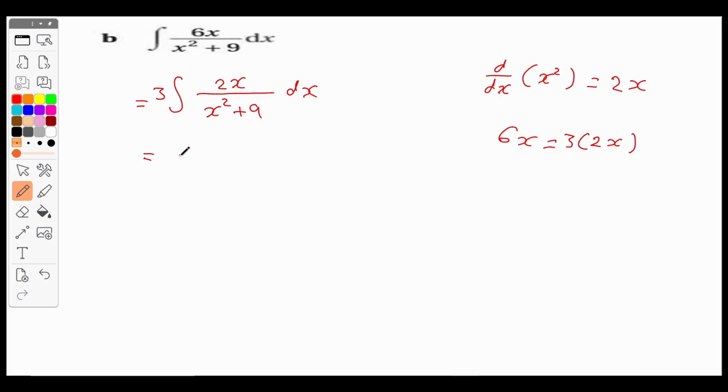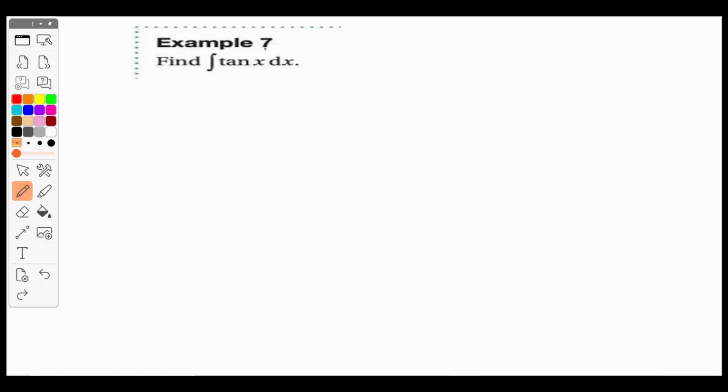So the answer will be what? 3 ln of the modulus of x squared plus 9 plus c. This is the answer of this question. Here, example 7, written in the book, find the integral of tan x dx.